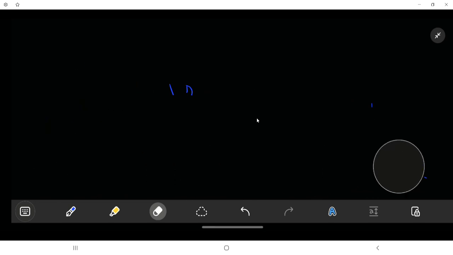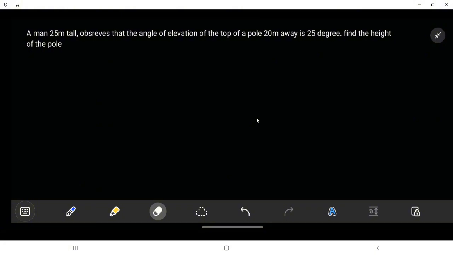Okay, so let's try this with some word problem. Let's take a look at this question. It says a man 25 meters tall observed the angle of elevation of the top of a pole 20 meters away is 25 degrees. Find the height of the pole.